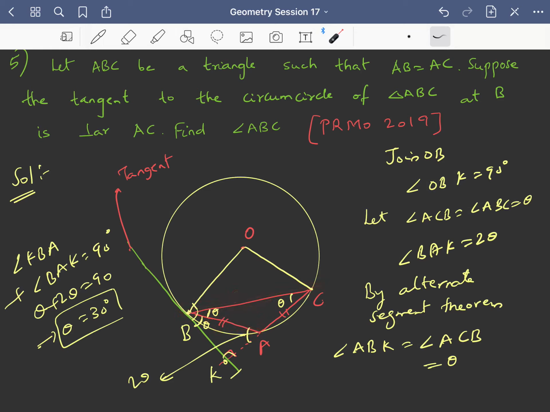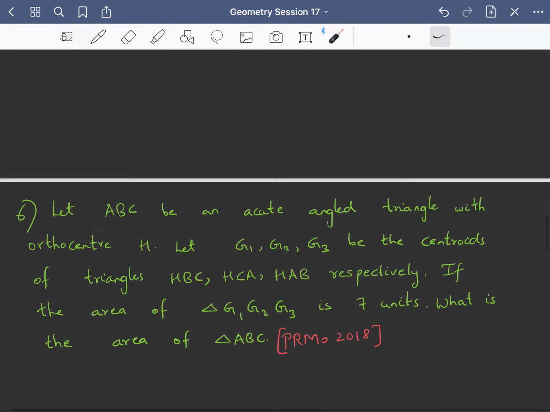So it's a pretty simple problem. The only application is that of the alternate segment theorem. So just copy the solution and then move to the next problem. Let us move to the next problem.